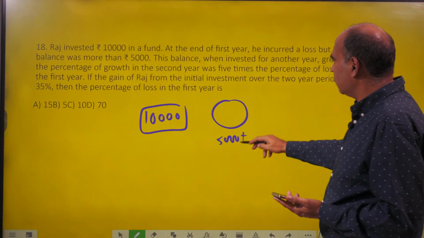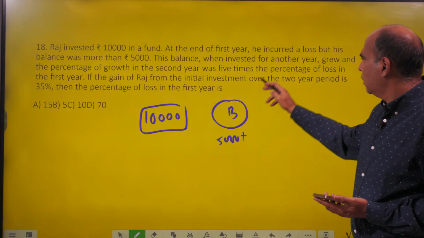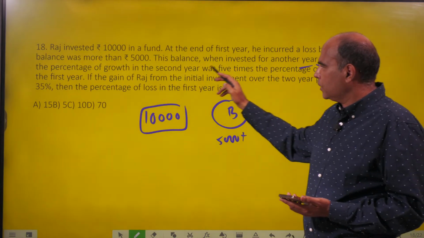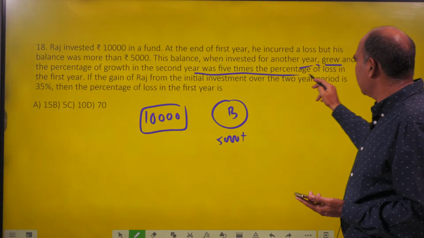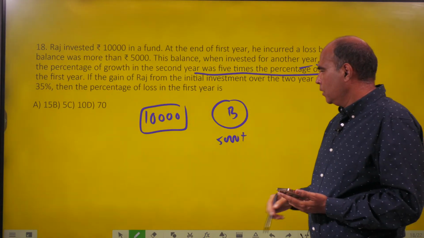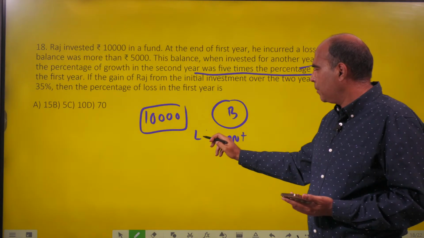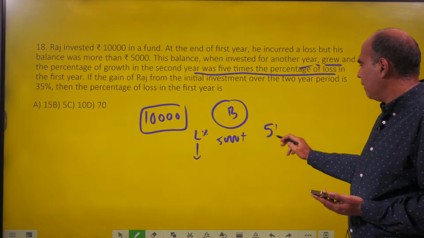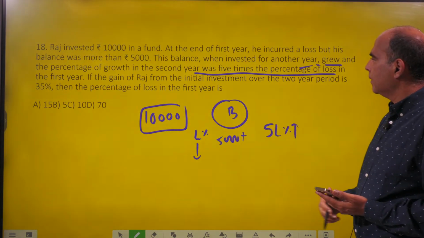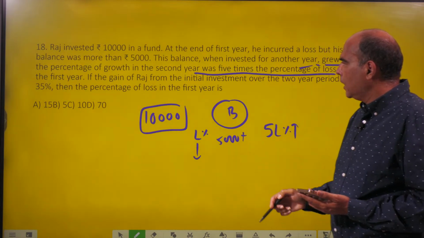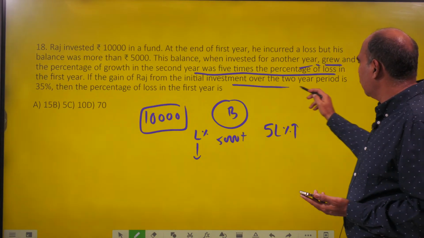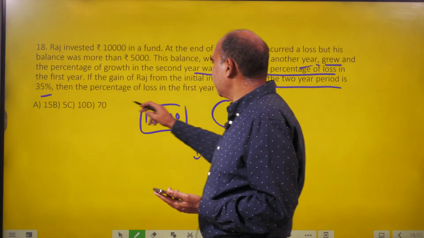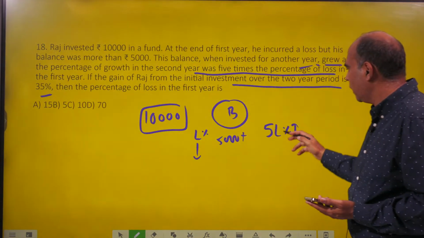This balance when invested, so he invested this balance for another year and it grew. And the percentage of growth in the second year was 5 times the percentage of loss in the first year. So if he incurred a loss of L% here, he's incurred a profit of 5L% here. If the gain of Raj from the initial investment over the 2-year period is 35%, then the percentage of loss in the first year is very simple, straight away.